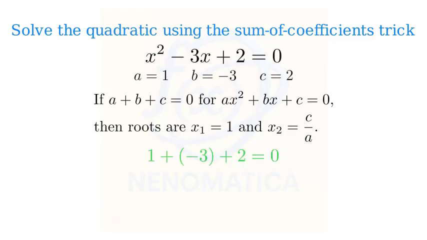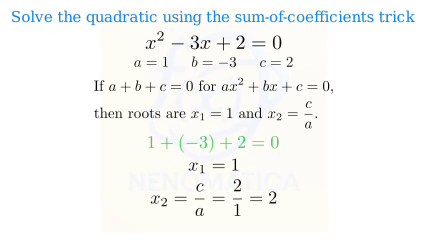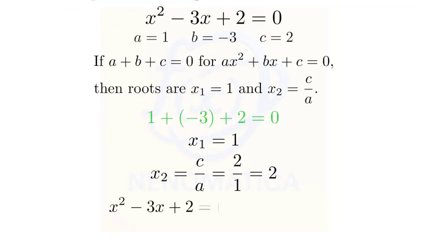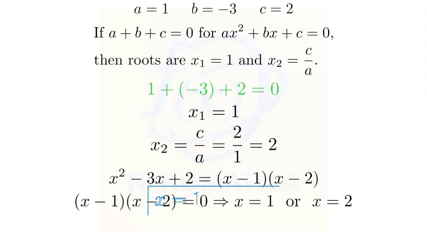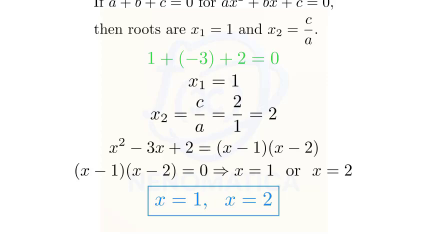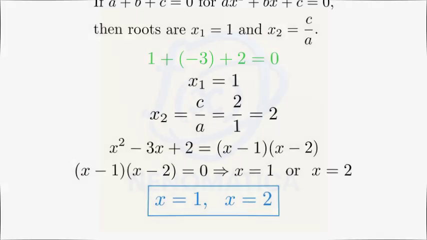Apply the rule. The first root is x equals 1. The second root is c over a, which is 2 over 1, so x equals 2. Let's verify by factoring. The polynomial factors as left parenthesis x minus 1 right parenthesis times left parenthesis x minus 2 right parenthesis. Setting each factor to 0 gives x equals 1 or x equals 2, matching our results. Final answer. The solutions are x equals 1 and x equals 2.